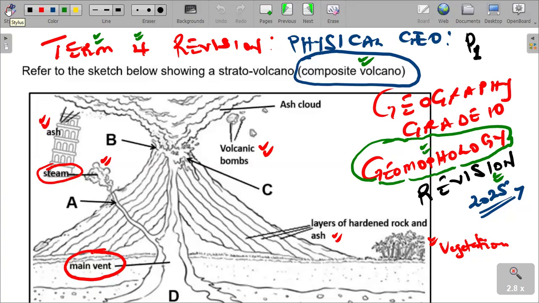So geomorphology, we are looking at the formation of landforms that are resultant landforms from volcanoes. As you can see here, we are going to be looking at stratovolcanoes or composite volcanoes. What type of landforms are formed there? How do we tell that the volcano is active? We also look at their characteristics.